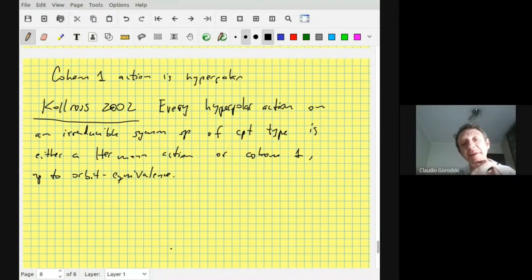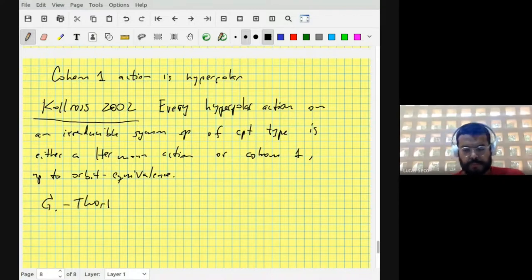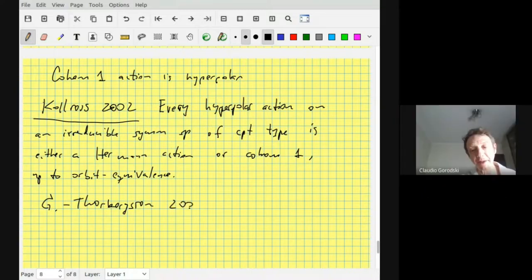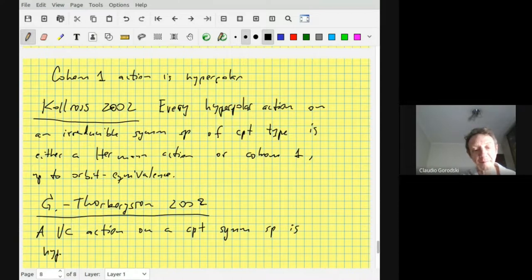And this thing is still going on. I mean, people are studying hyperpolar actions on symmetric spaces of non-compact type, on reducible symmetric spaces, and so on. Okay, just mention a result of mine with Thorbergsson. Also the same year, 2002, we proved that a variationally complete action on a compact symmetric space is hyperpolar. So at least for compact symmetric spaces, the classes are the same.